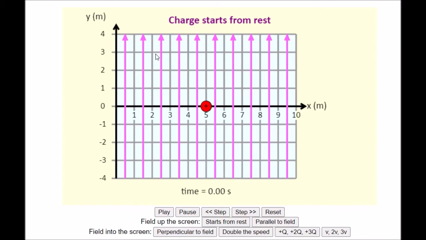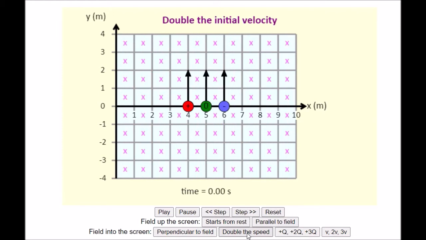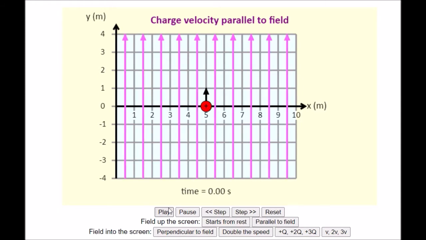We already did this before. So charge at rest, you can see the charged particle doesn't move at all. So it experiences no force from the magnetic field. Now, if we were to double the speed, or if we actually have it moving parallel to the field, we also know that there is no deviation in motion, hence, again, no force is being experienced.